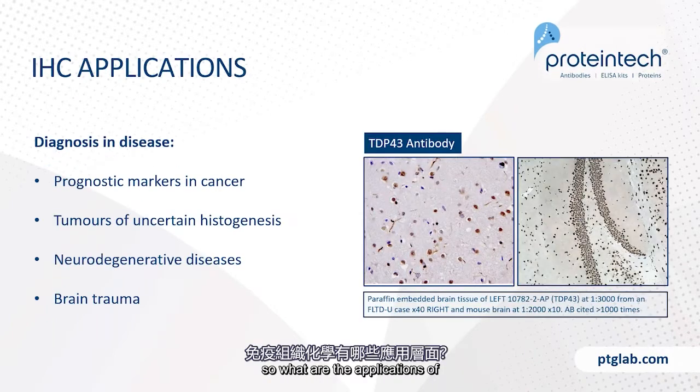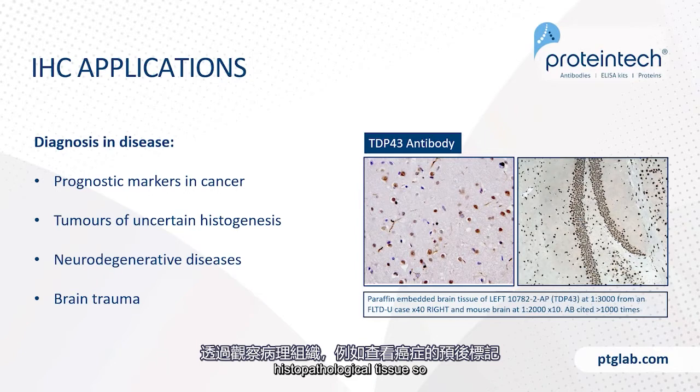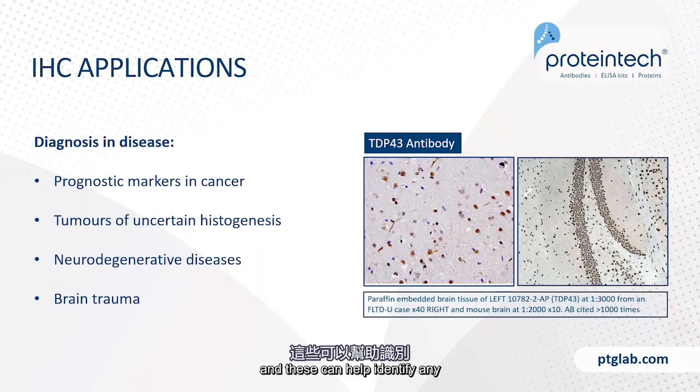So what are the applications of immunohistochemistry? These can be used to diagnose disease, looking at histopathological tissue. So we can look at prognostic markers within cancers, and these can help identify any tumour-specific antigens and allows clinicians to define tumour as whether it is benign or malignant. It can also be used to diagnose tumours of uncertain histogenesis, for example, whether or not these metastases come from an unknown primary tumour.